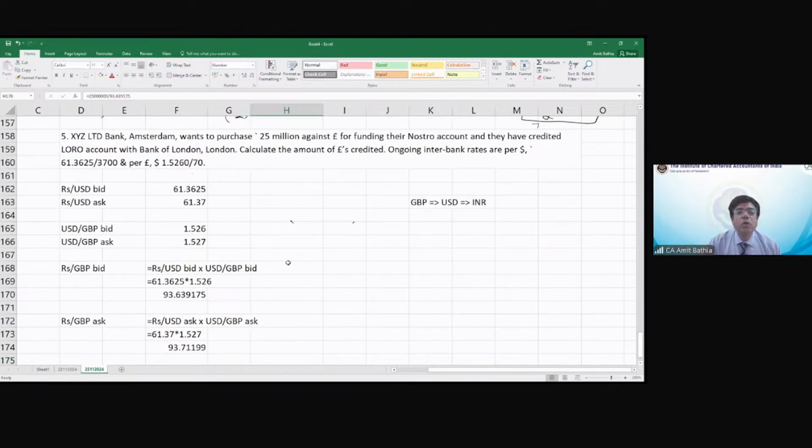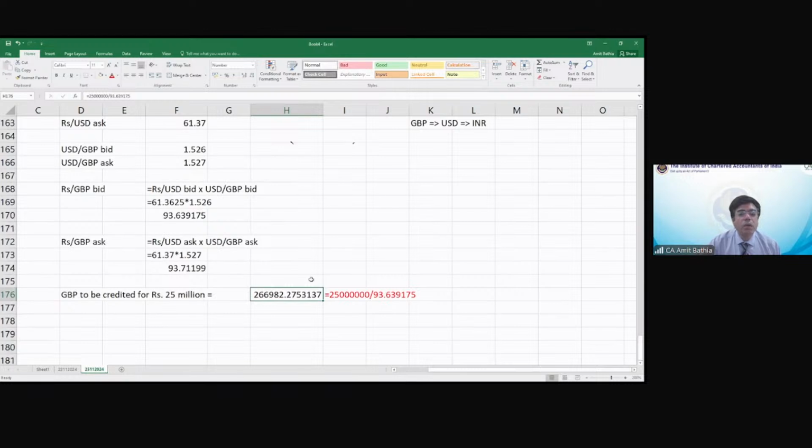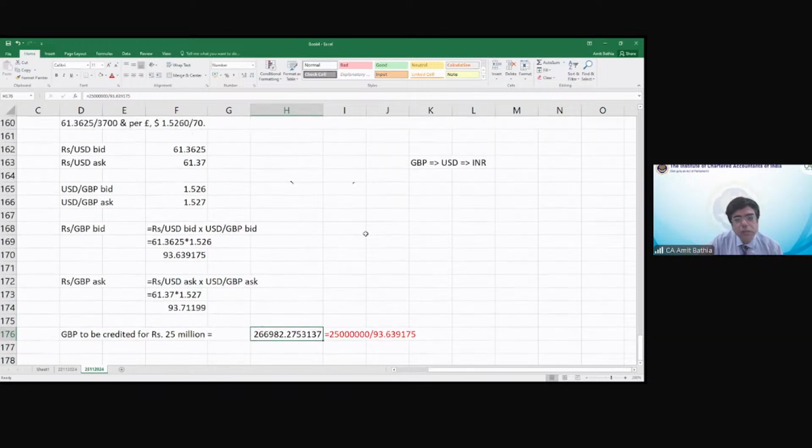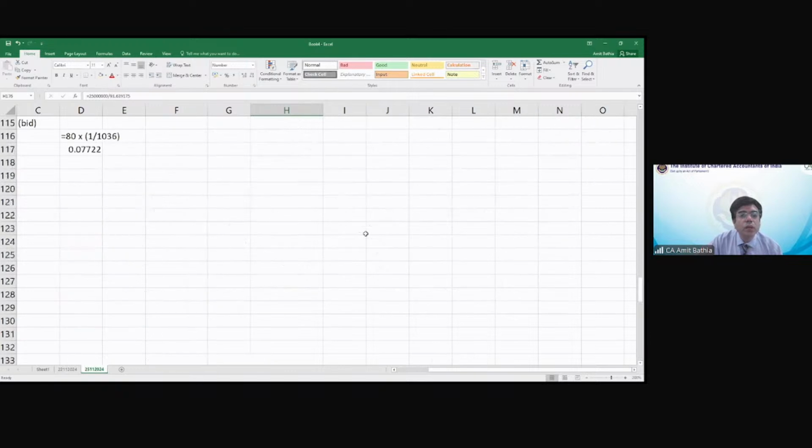Calculate the amount of pounds credited. We have calculated the amount of pounds credited. Have you all got this so far? Yes, sir. Okay. So what did we start with today?